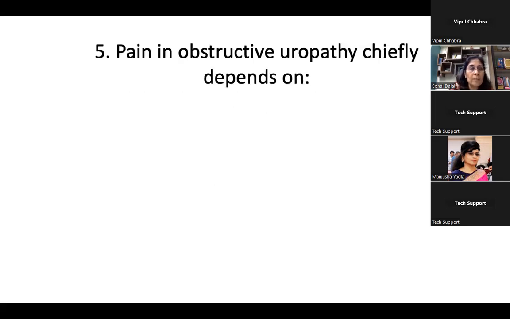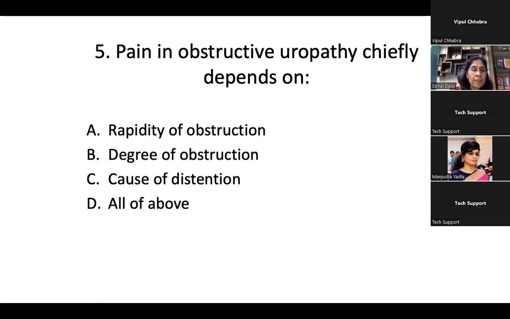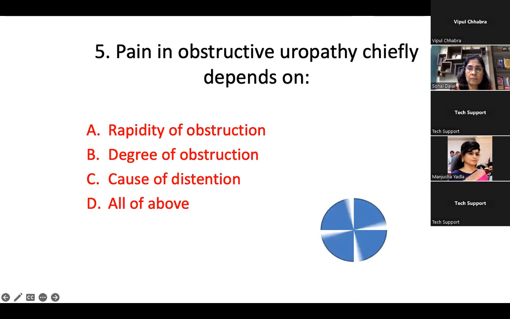Question number 5. Pain in obstructive uropathy depends on option A, rapidity of obstruction; option B, degree of obstruction; option C, cause of distension; and option D, all of the above. Time up. The correct answer is rapidity of obstruction.